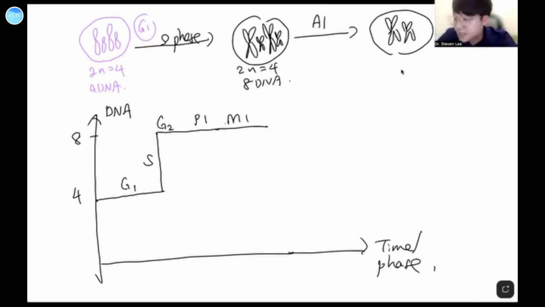So how do we label this cell? This is already n equals 2. The chromosome number is already half. Am I right? So what about the DNA? How many DNA are there in this cell? 4, right? The DNA is still 4.